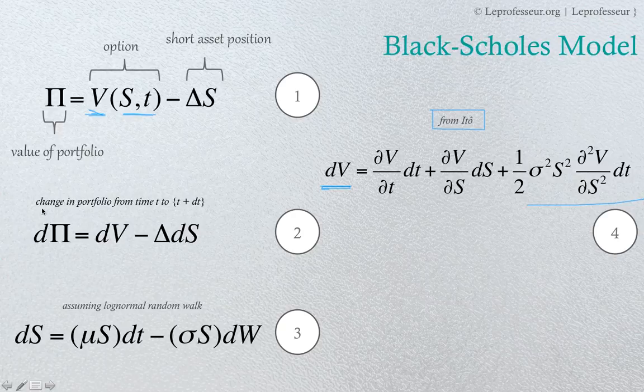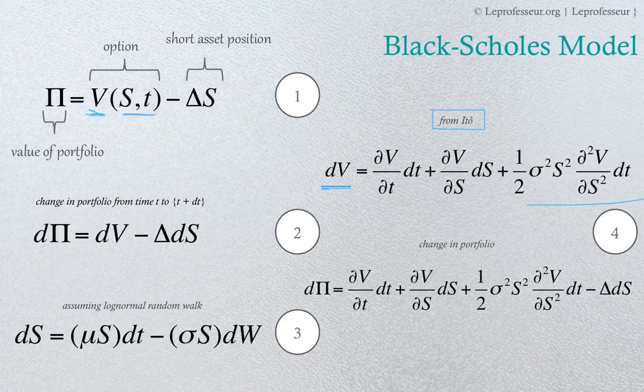So what about d pi, the change in portfolio value from t to t plus dt? We can simply put the values of dV and dS in equation 2, and we get equation number 5. The interesting thing to note here is that wherever the dS is coming, that is the term which gives us the randomness, because we don't know what's going to happen to the stock price or asset price in the future.